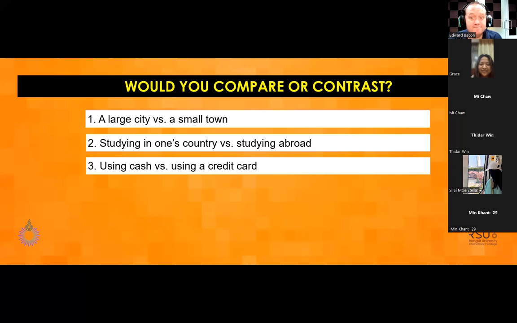Now, can you read number three? Using cash versus using a credit card. So would you compare or contrast?